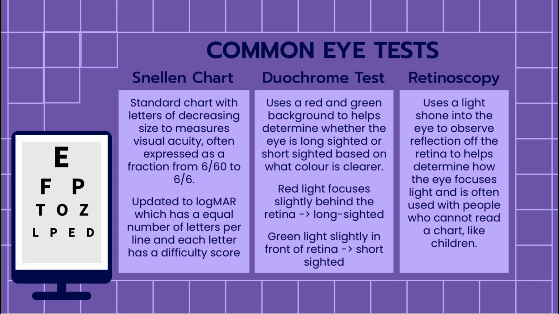Now, duochrome tests use a red and green background to help determine whether the eye is long-sighted or short-sighted based on what colour is clearer. Red light focuses slightly behind the retina, which may indicate that if a person finds red to be clearer, they might be long-sighted. Whereas green light focuses in front of the retina, and it might indicate that the person is short-sighted if they find green to be more clear.